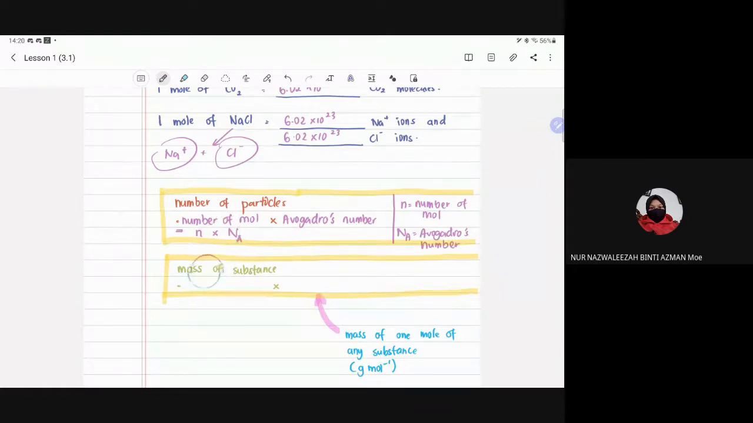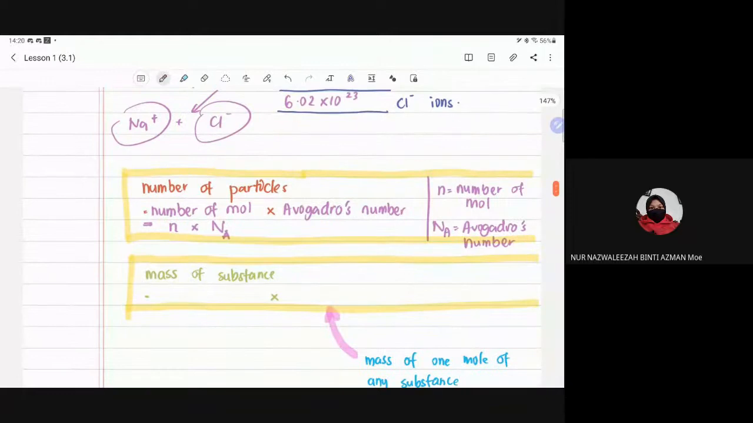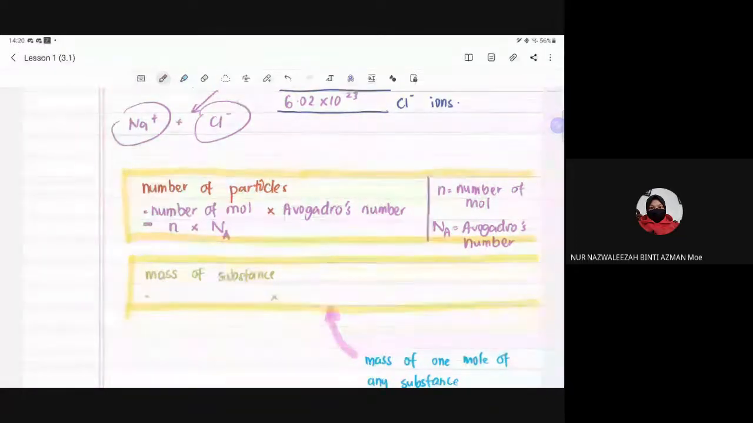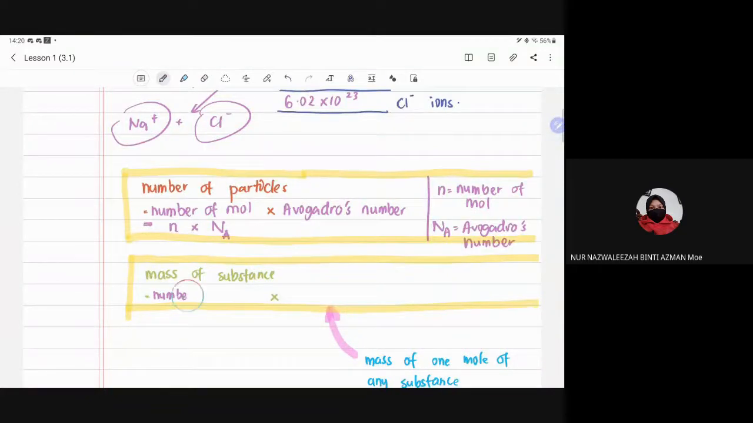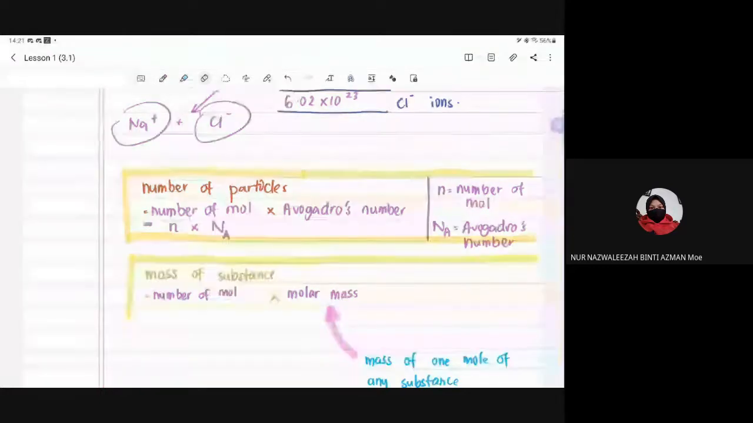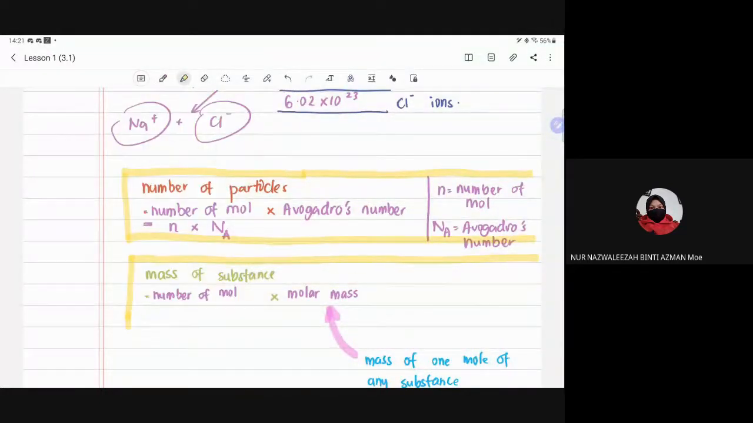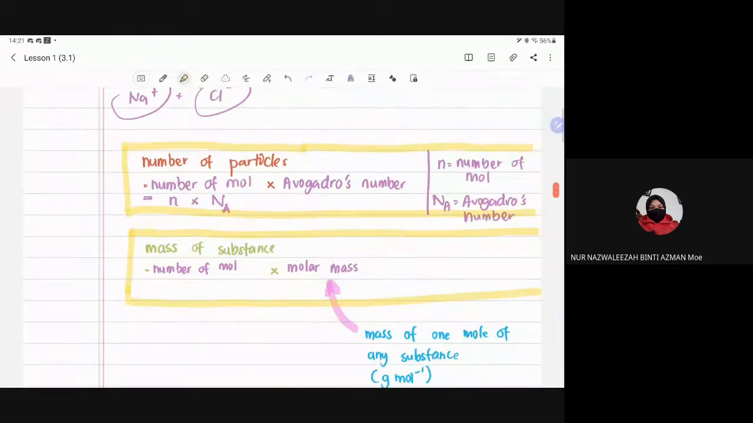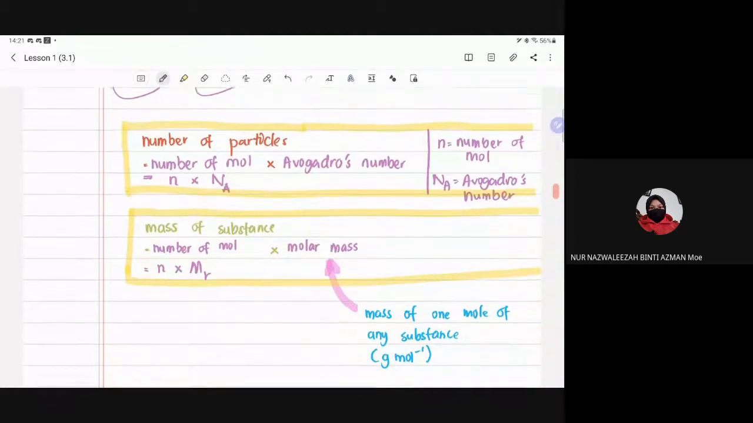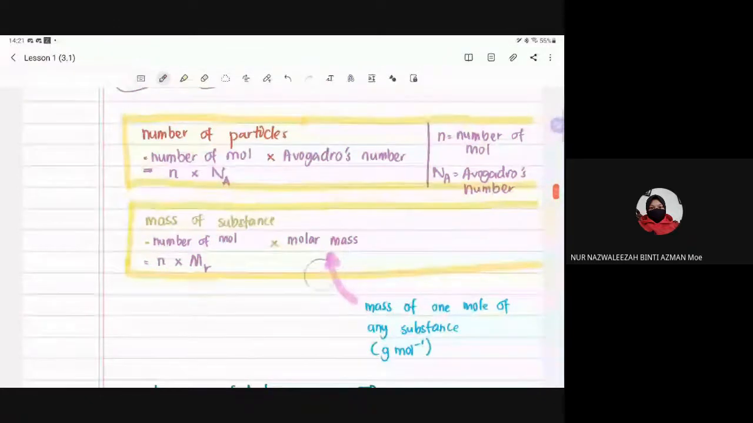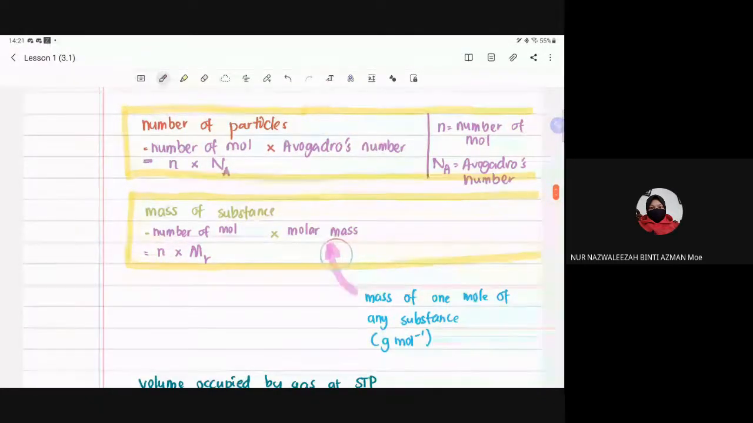If I wanted to calculate the mass of a substance, we can use number of mole multiplied by molar mass, which is equals to N multiplied by Mr. Now molar mass ni adalah dalam bahasa Melayu ni adalah jisim molar. I'm sure you know what that is.